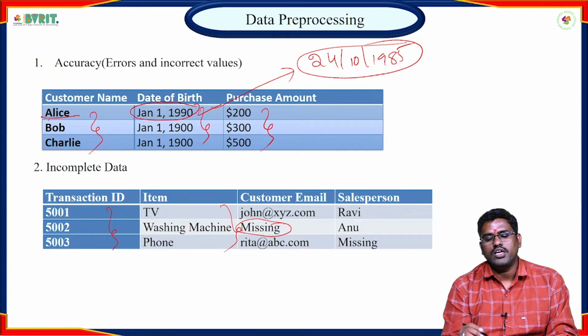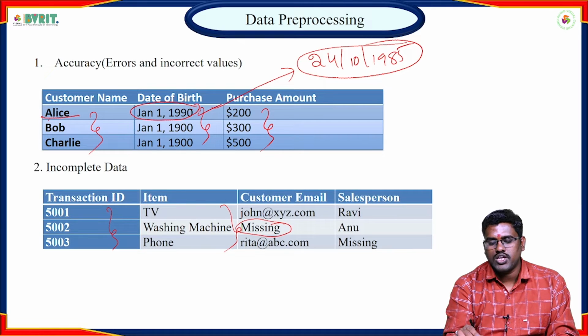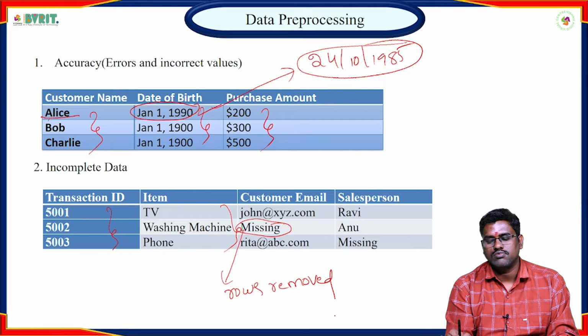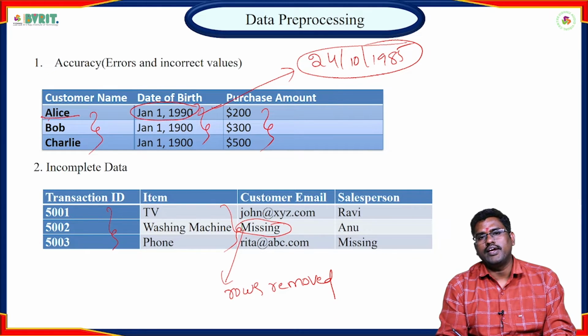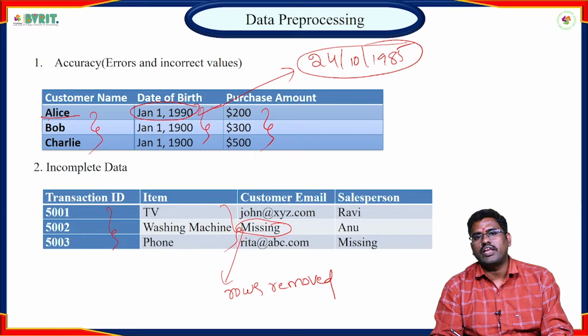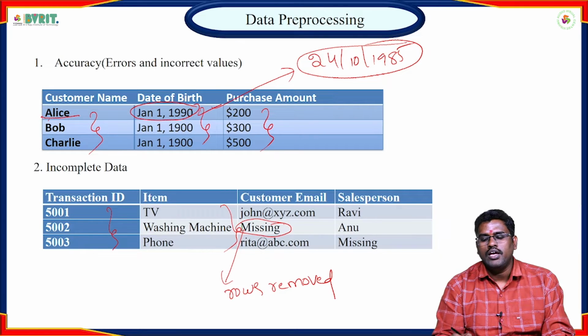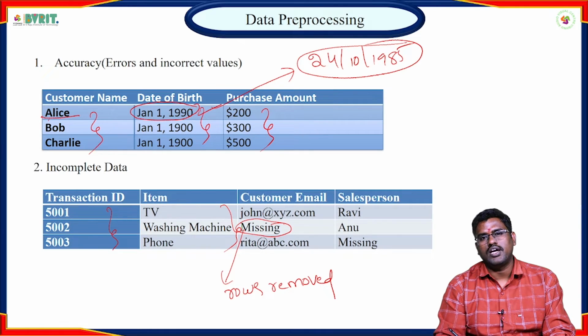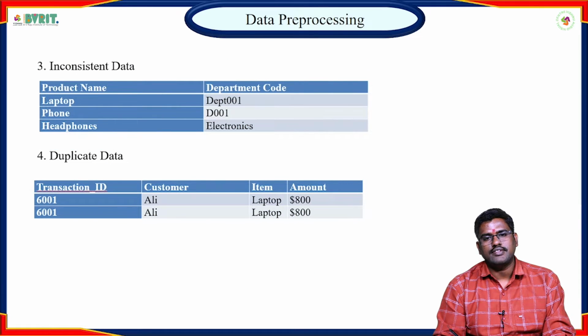So with incomplete data, this type of row will be removed from the structure. In case the given row has any missing values, that row is to be removed from the structure. That is incomplete data. The next one, inconsistent data.